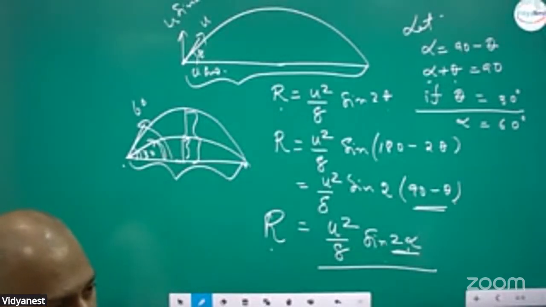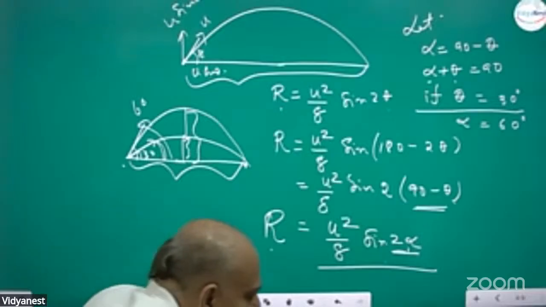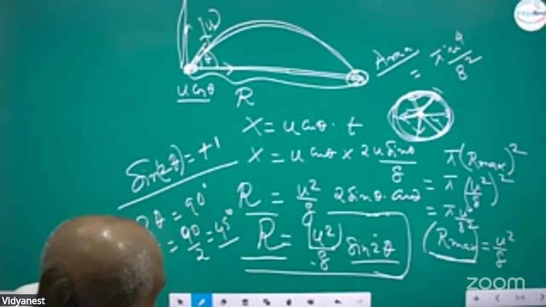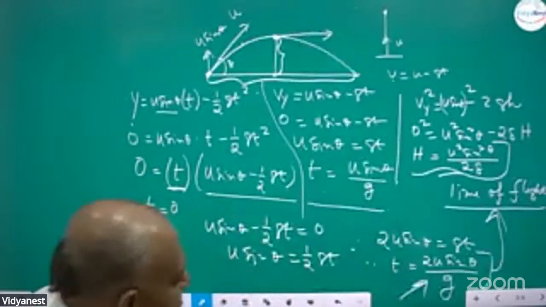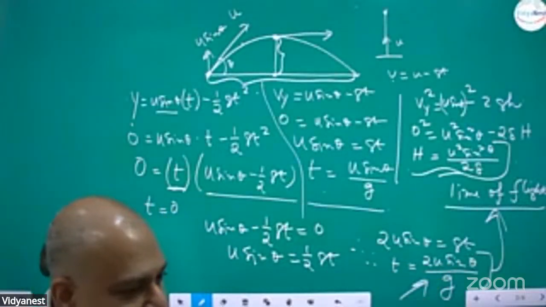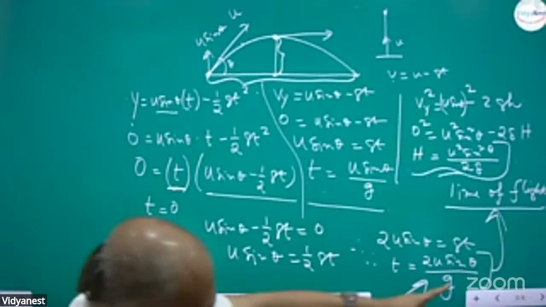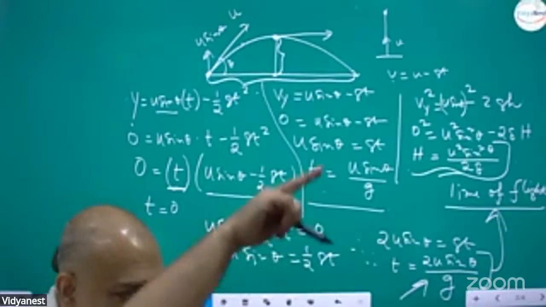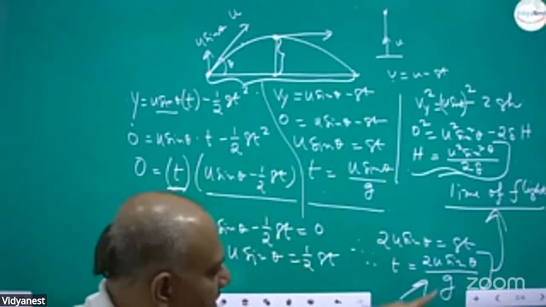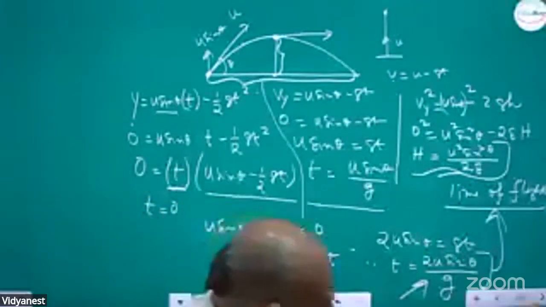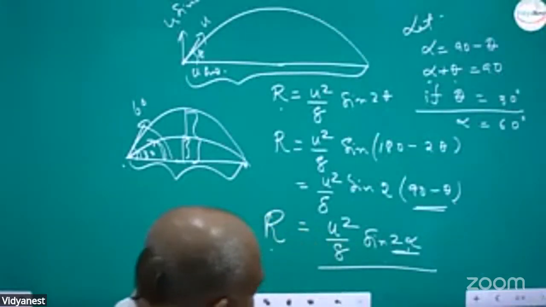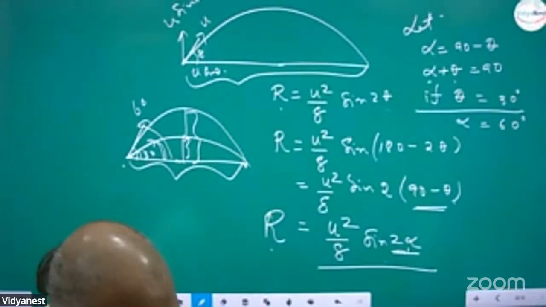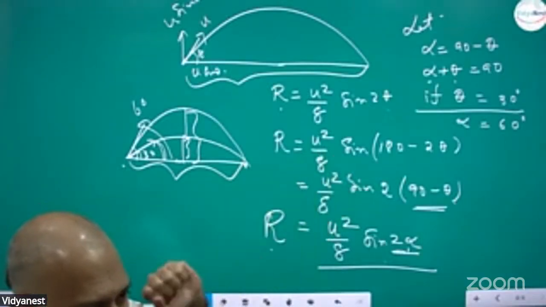Because we got the time of flight as 2u sine theta by g. Just like we derived the expression of the time of flight, 2u sine theta by g. So when the angle changes, the time to reach the ground changes. If theta is changing, time is changing. Simple, isn't it? Very good. So this is the difference.